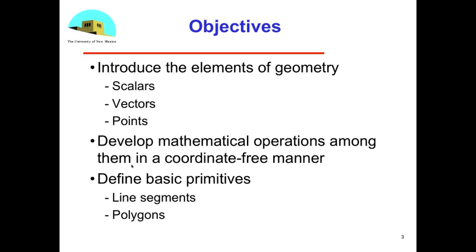So what we're going to do in this lecture is see how far we can get without using any kind of coordinate system. And this is the notion of coordinate-free geometry. So we'll start with our basic entities and see that we need scalars, we need points, and we need vectors, and with them we can build the basic primitives that we need to develop computer graphics, and they'll be primarily line segments and polygons and principally triangles.